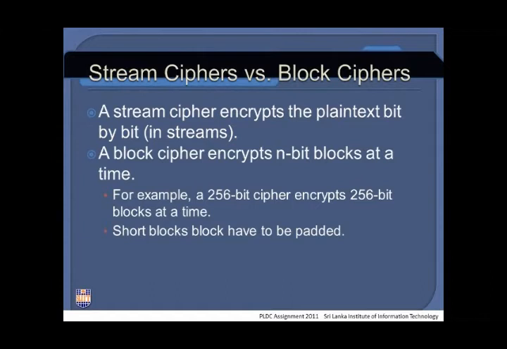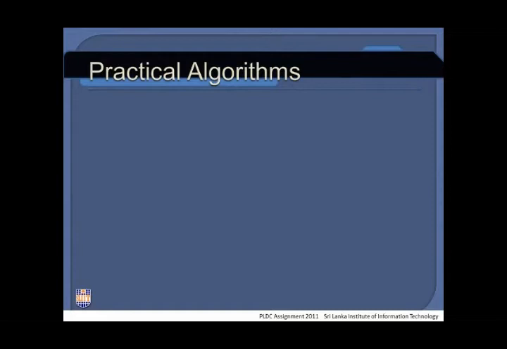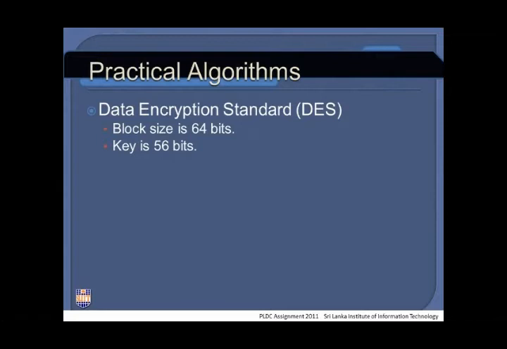Practical algorithms. Let us now look at some of the algorithms related to stream ciphers. Data encryption standard is one of the oldest algorithms, which was developed by the US government. Here, the block size is 64 bits and the key size is 56 bits. The next is the algorithm known as IDEA. Here also the block size is 64 bits but the key size is 128 bits.